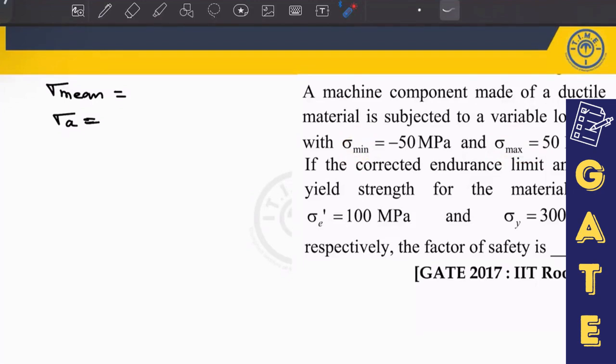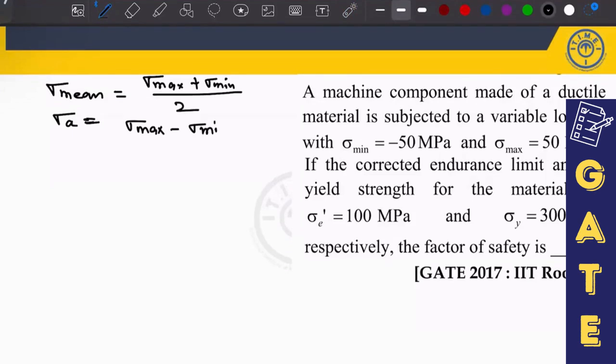Someone is getting the factor of safety as 1, 2. Yes, 2 is the correct answer. So mean stress is maximum plus minimum stress divided by 2, and maximum minus minimum by 2 is the variable stress, which will be 50. Maximum and minimum are the same in magnitude, but the direction is opposite, so the mean stress will be 0.